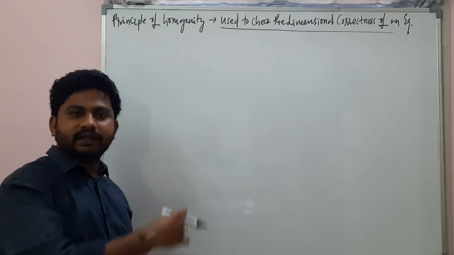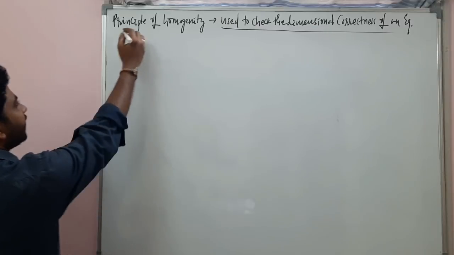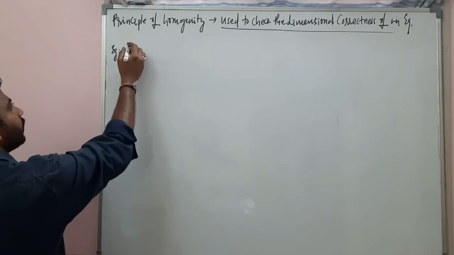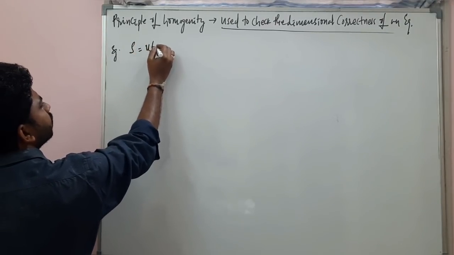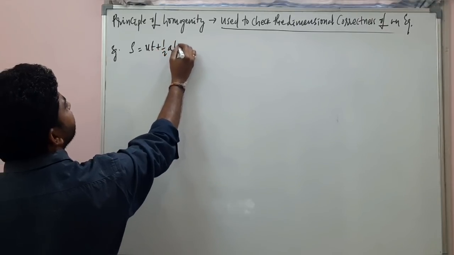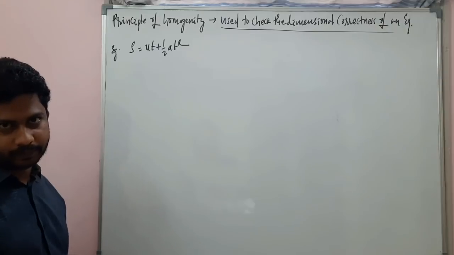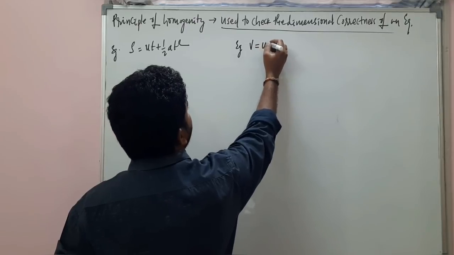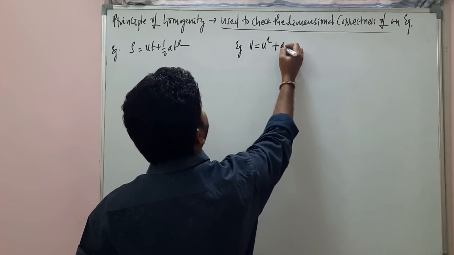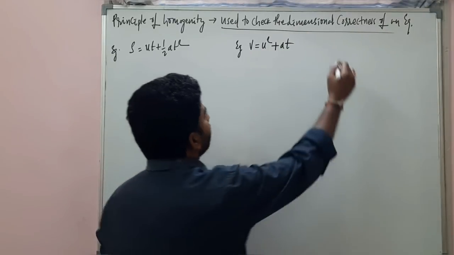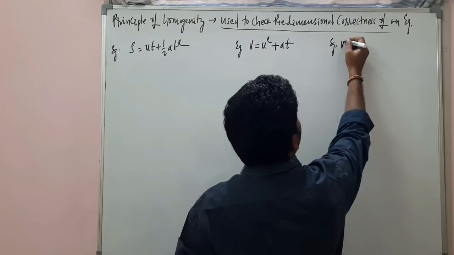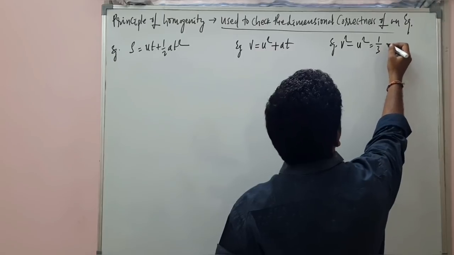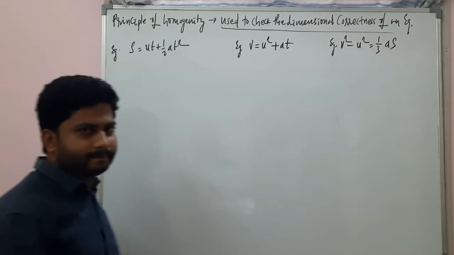What exactly did I mean by that? Let's have a look at it. I'm just taking three examples, three equations. Number one, S is equal to ut plus half at square. Number two, v is equal to u square plus at. And the third equation, v square minus u square is equal to 1 by 3 as. Right?